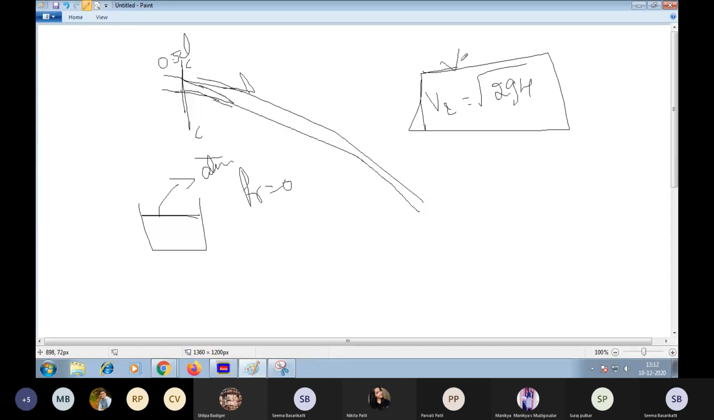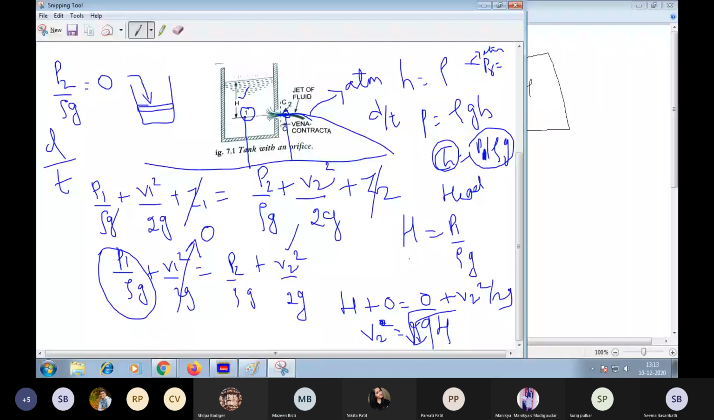This is how we are going to identify the velocity. Understood up till here? Yes, ma'am. So this is the derivation: the velocity at section 2 is nothing but the square root of 2gh. This is a simple derivation. If you have any doubts, you can ask me.